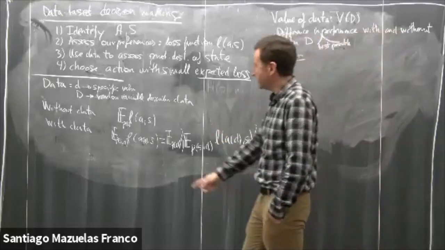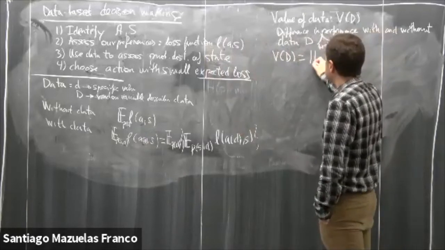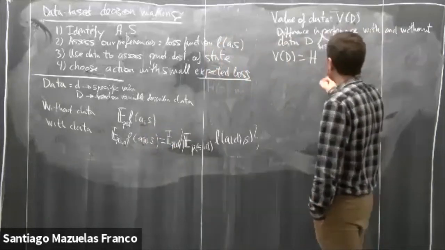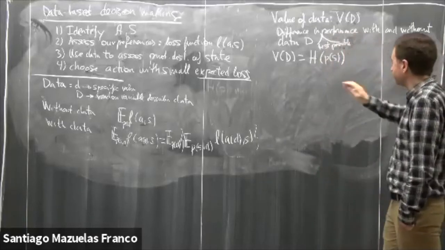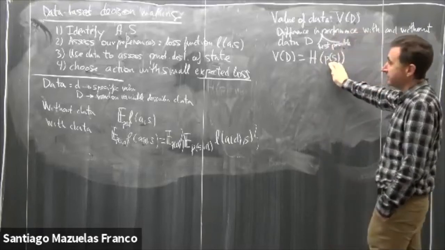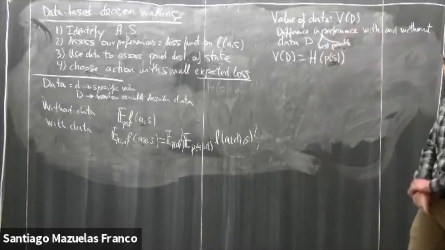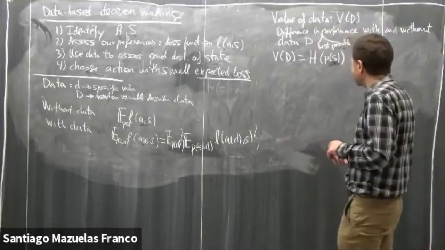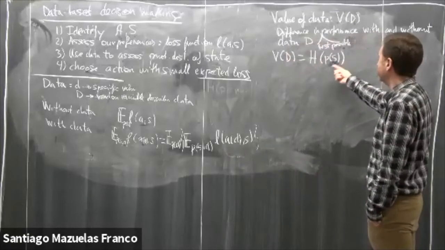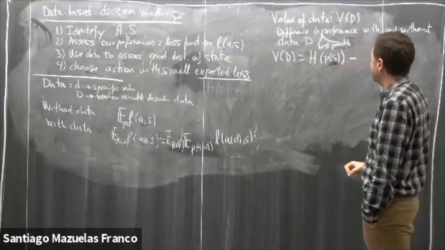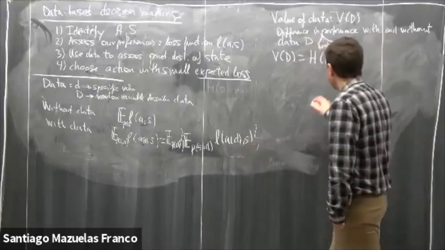So the best possible performance without using the data is going to be the minimum of these expectations, and we saw that the minimum is the entropy of the distribution of the state. Without using the data, it's just the unconditional distribution of the state, which you can think of as the prior distribution of the state. So this is going to be one expected loss, and from that expected loss we are going to remove the expected loss if we use data. So this is without data.